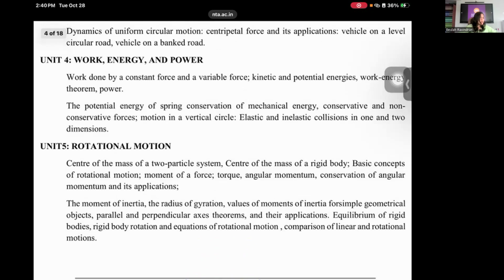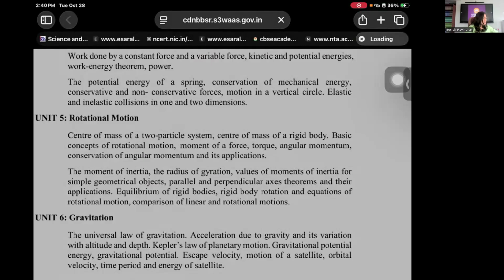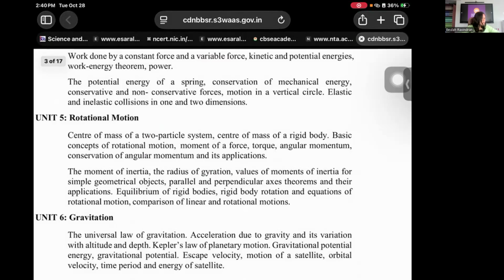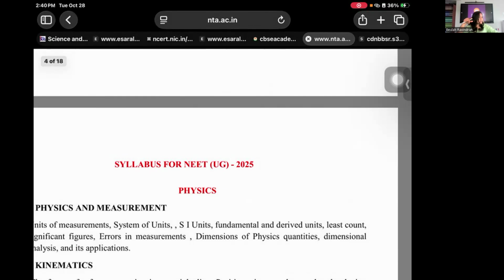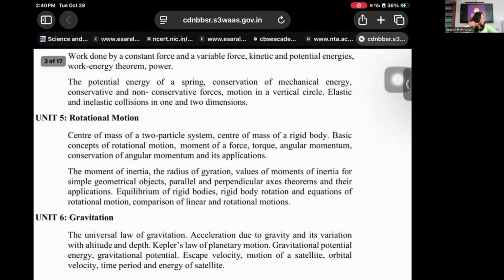Okay. And then this is for JEE. Here also center of mass of the two-particle system, rigid body, basic concepts, all the same as JEE Main. So here, this one is NEET. This one is JEE Main. Yeah, so all are here. Both are the same. Okay. So we come to the syllabus now.